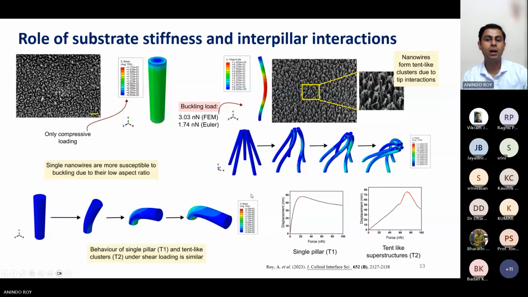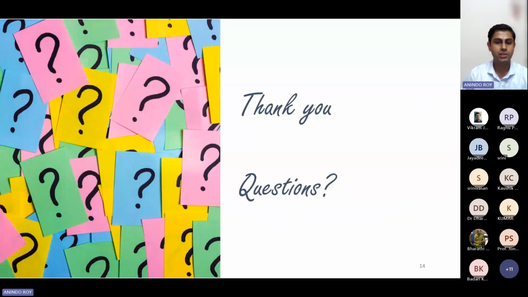So therefore, for softer substrates or for certain substrates, the interpillar tip interactions can give rise to formation of superstructures, which can actually modify their behavior and impart them with enhanced rigidity and therefore increase their mechanobactericidal efficiency. So it's not just the properties or the role of these individual pillars, but we also need to consider interpillar interactions and other effects. That's all. Thank you.